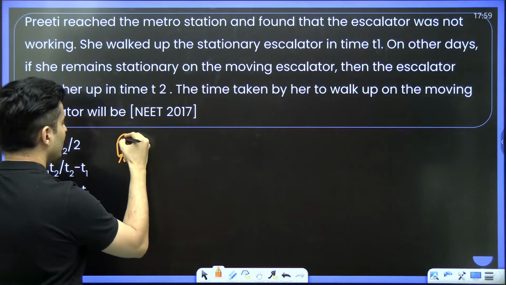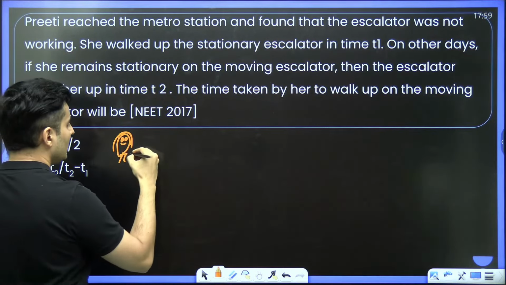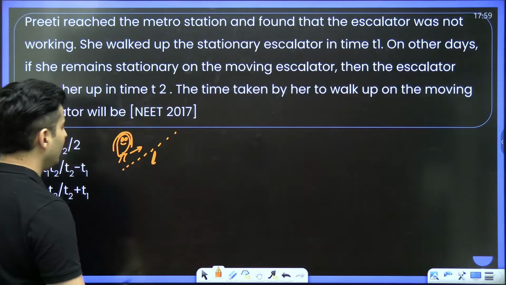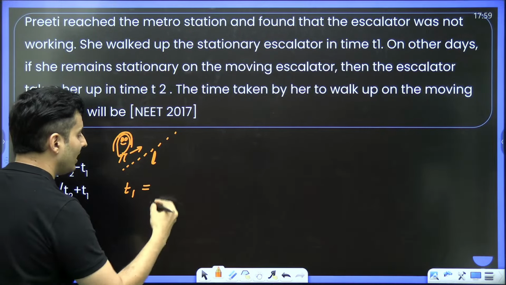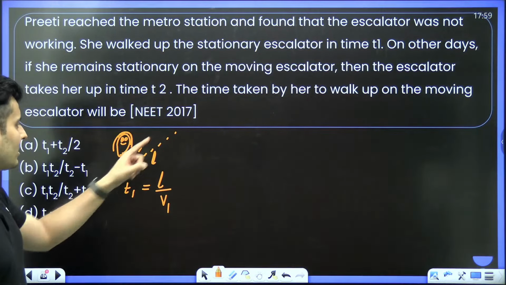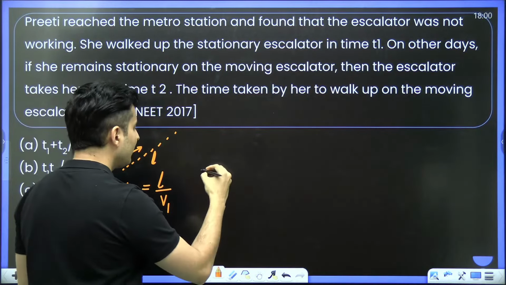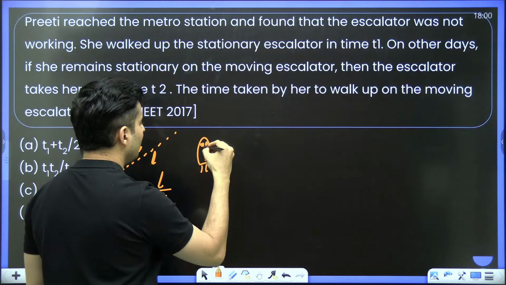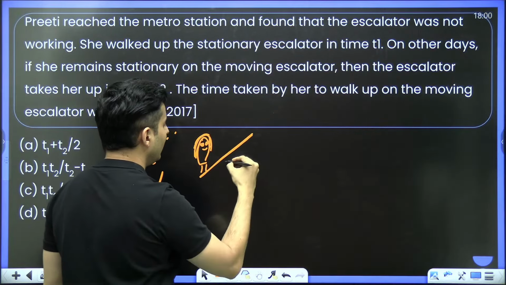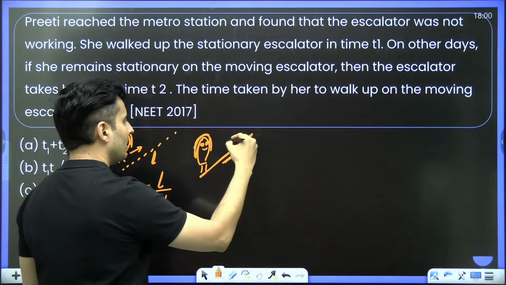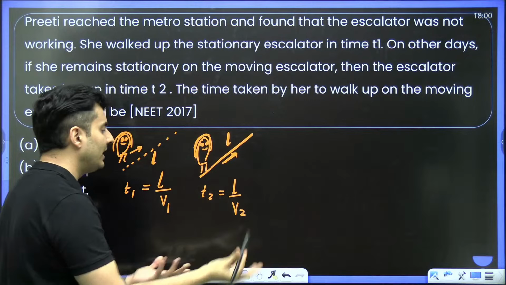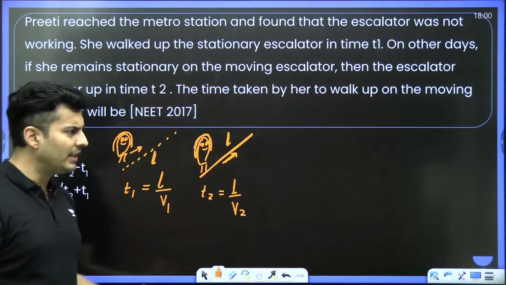In the first case, this Preeti is walking up the escalator. Let's say the length of that escalator is L. So the time taken is t1. Time t1 will be length divided by her speed, let's say v1. Next day, she's just standing on that escalator, and the escalator is going up with some speed. Length is L again. So the time taken to go up will be L by the escalator speed, which I will assume as v2.